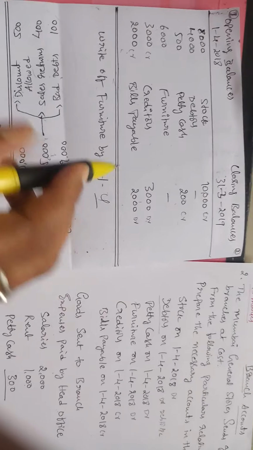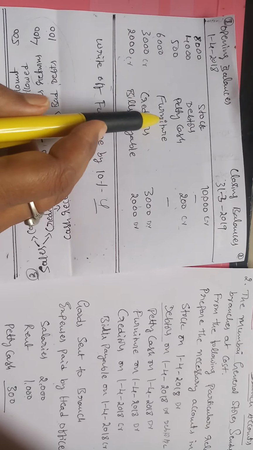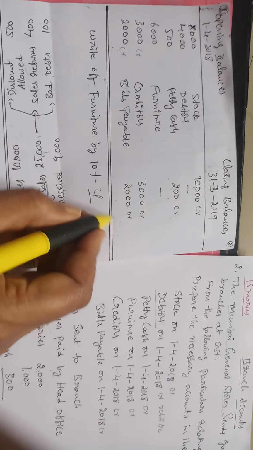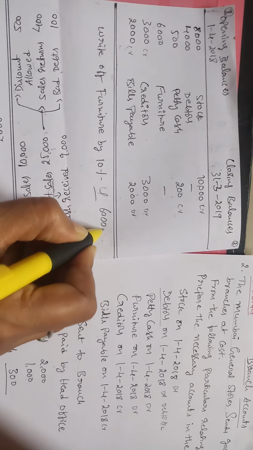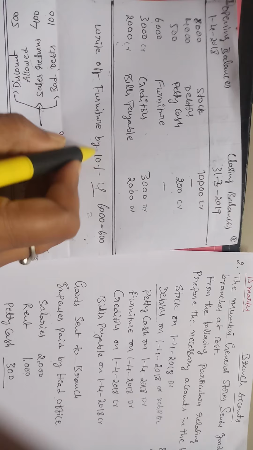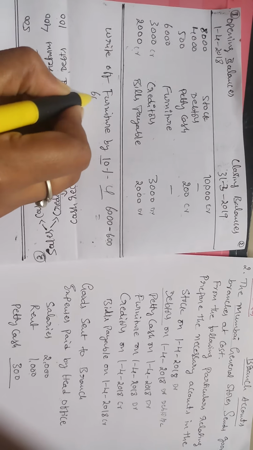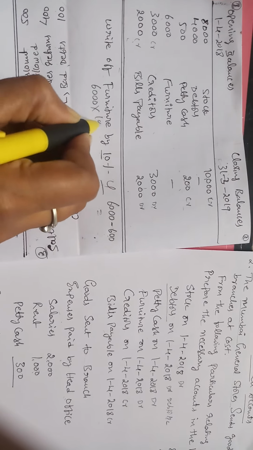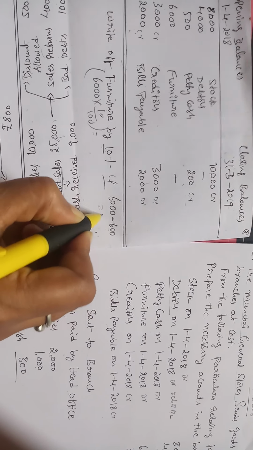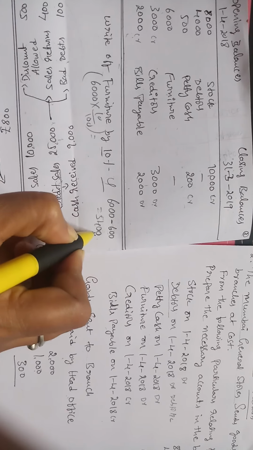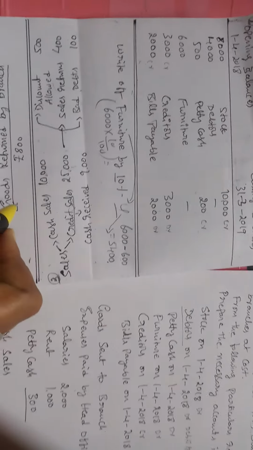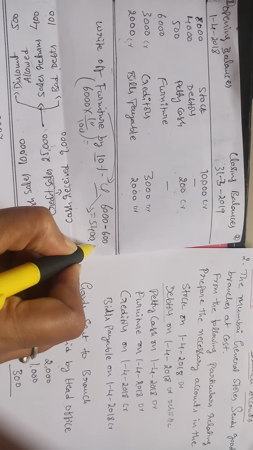Clear? So next to furniture, your opening balance is there. So this is the closing balance. So that's why what we'll do, 6,000 rupees is the opening minus. So we'll take the 600. Why I am taking 600? 600 means that's a 10%. 10% means 6,000 into 10 divided by 100. So it will come 600 rupees. So 5,400 is the closing furniture. Okay. So this is also credit.